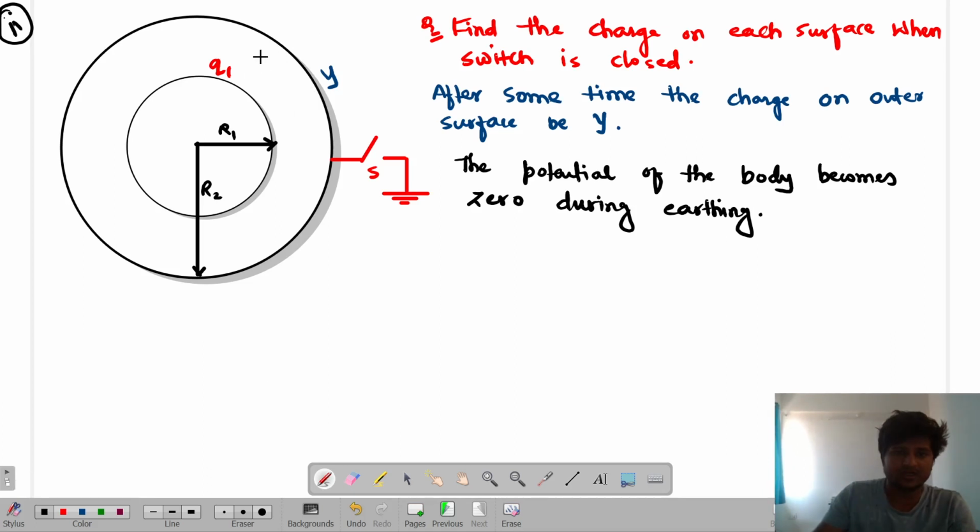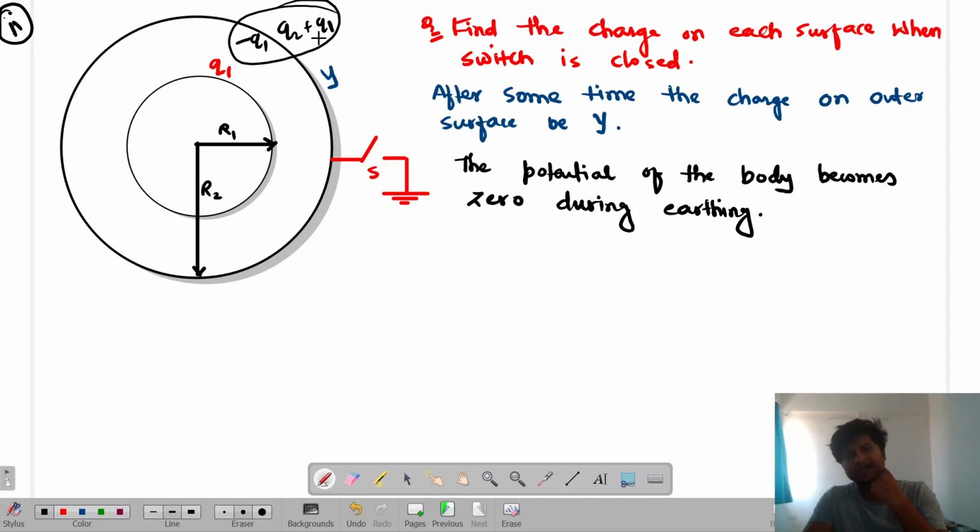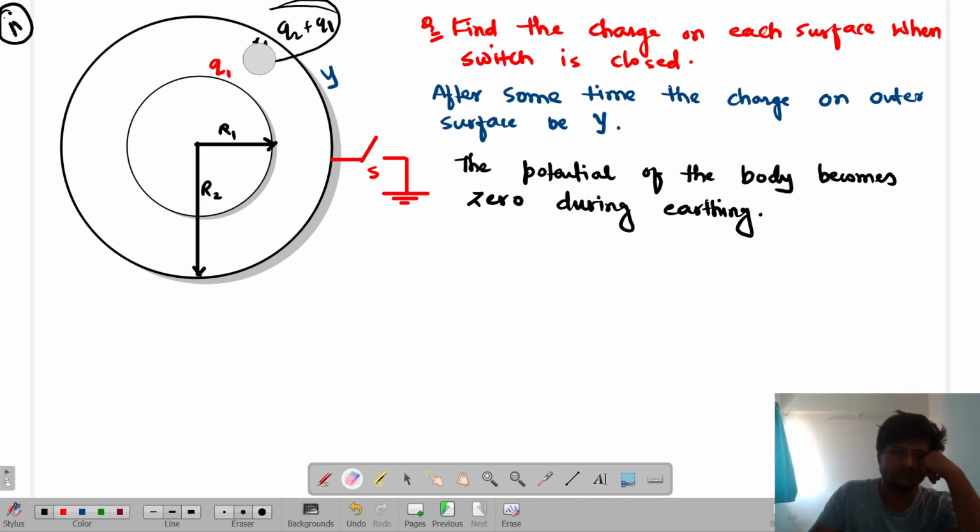See, in the case of earthing, like here I consider minus Q, then Q2 plus Q1. So what will happen? Then I will have the net charge as something like Y. This will not be the total charge because the net potential of this body is equal to zero. It will extract all the charge.